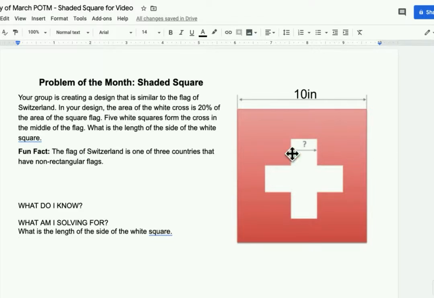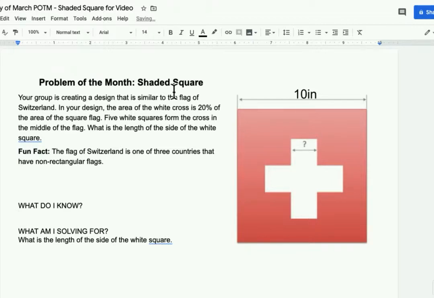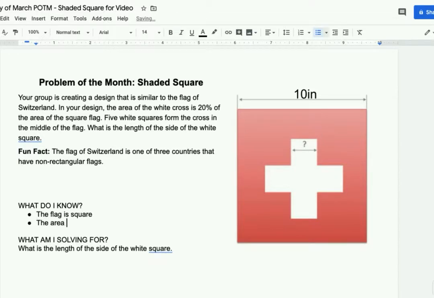The second question we should always answer is, what information do we have? This problem gives us a good amount of information. First of all, it says the area of the white cross is 20% of the area of the square flag. So there are two pieces of information right there. One, the flag is square. And two, the area of the white cross is 20% of the area of the flag.